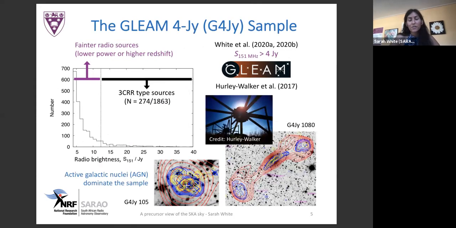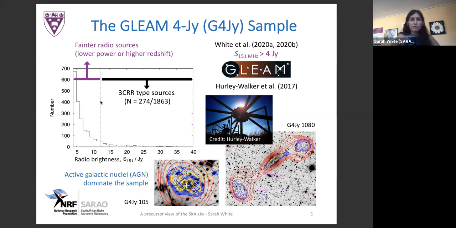Now, this sample of the brightest radio sources in the southern sky is known as the GLEAM-4-Jy sample. And each of these sources has an integrated flux density above 4 Jansky at 151 megahertz, as measured for the GLEAM extragalactic catalog, which uses data from the Murchison Widefield Array. The vast majority of this sample are active galactic nuclei, and here we have a histogram of their radio brightness.